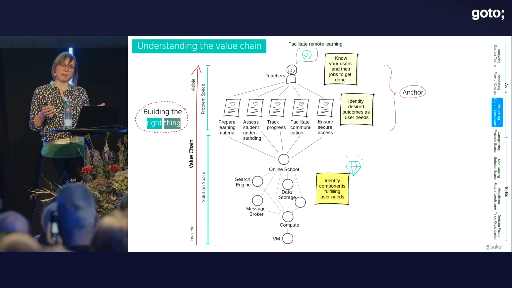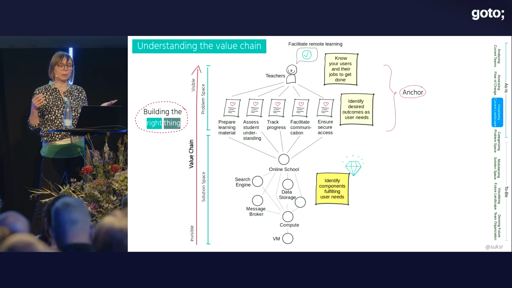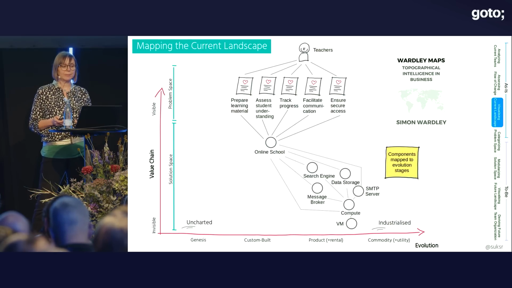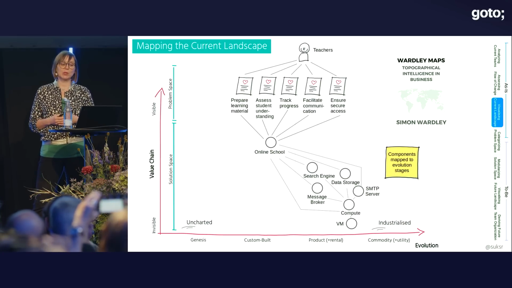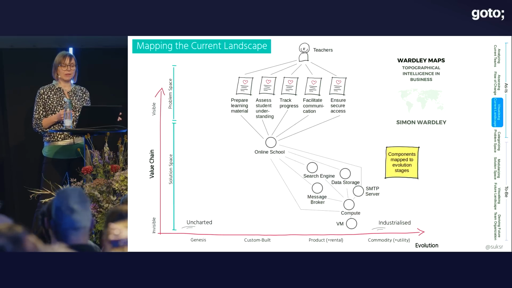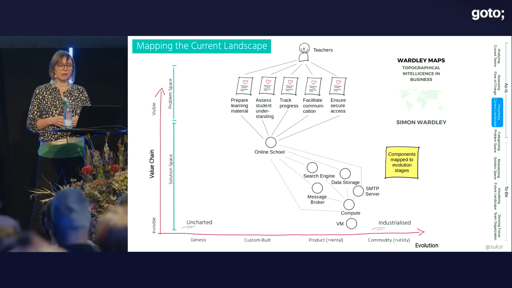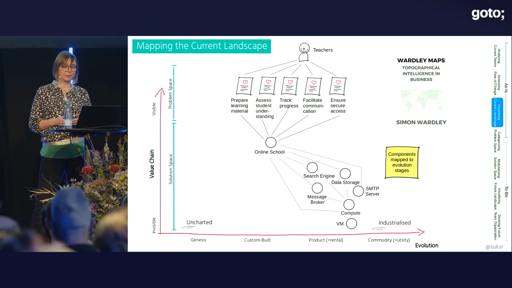And the value chain itself shows how different components connect in order to generate value and also to visualize the dependencies. And we can start simple. We can start with just a few components and iterate later on. And these components of our value chain are then going to be typically mapped to evolution stages on the x-axis, such as Genesis with brand new things, then custom build, product and rental, such as off-the-shelf products or open source software solutions, and commodity and utility at the right.